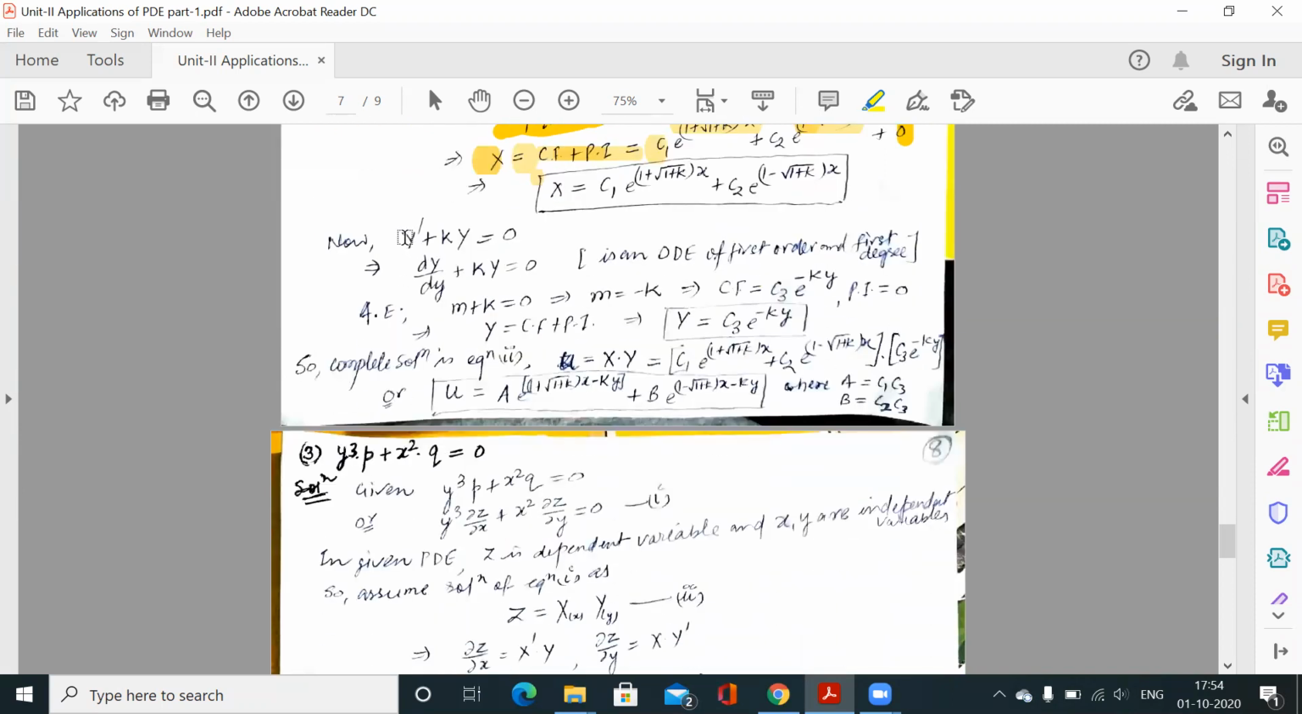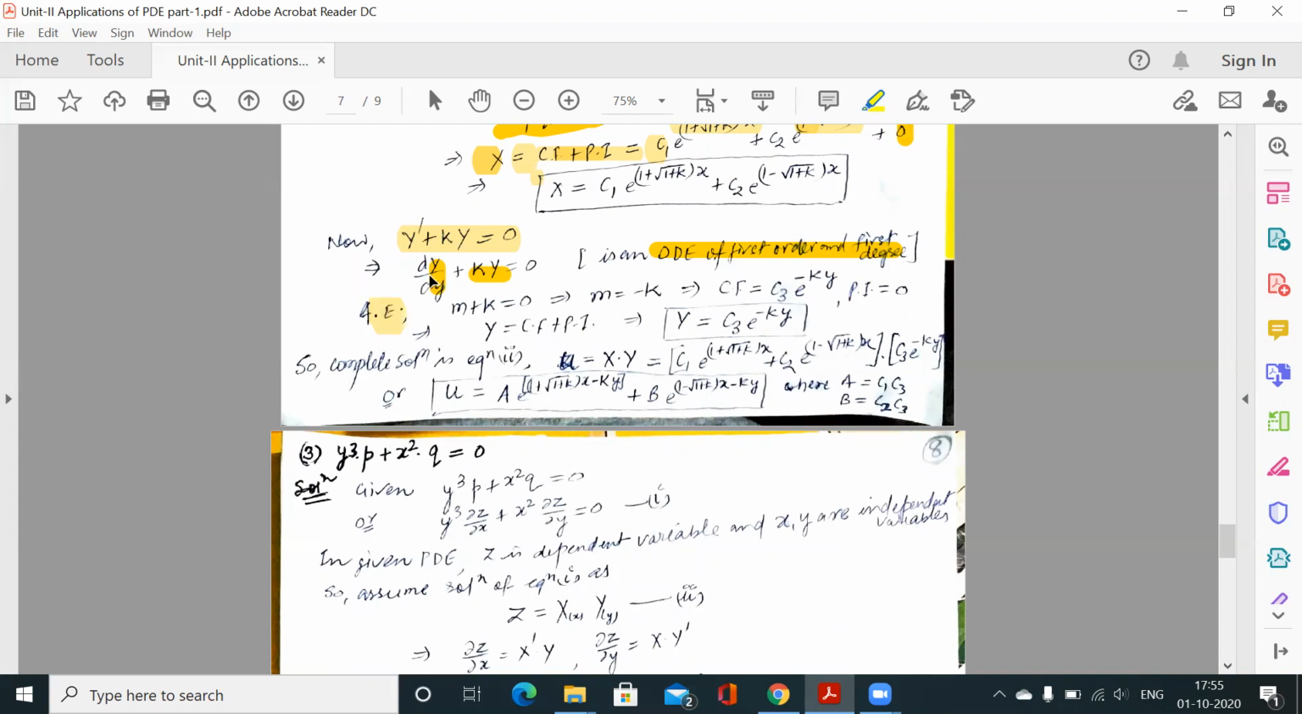Similarly, the second equation, y dash plus ky is equal to 0. This is dY over dy plus kY is equal to 0, which is an ordinary differential equation of first order, first degree, and in a similar way it is also a linear ODE with constant coefficients. So we can use CF and PI also. Otherwise you can use the separation method, dY over Y plus k dy is equal to 0. So in that way also we can get our solution.